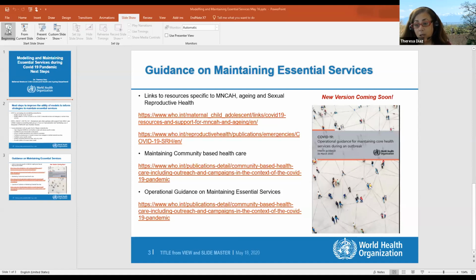And there will be a new version coming soon. But it's really important to look at these guidances to be able to work with your countries in order to maintain your essential services. Thank you.